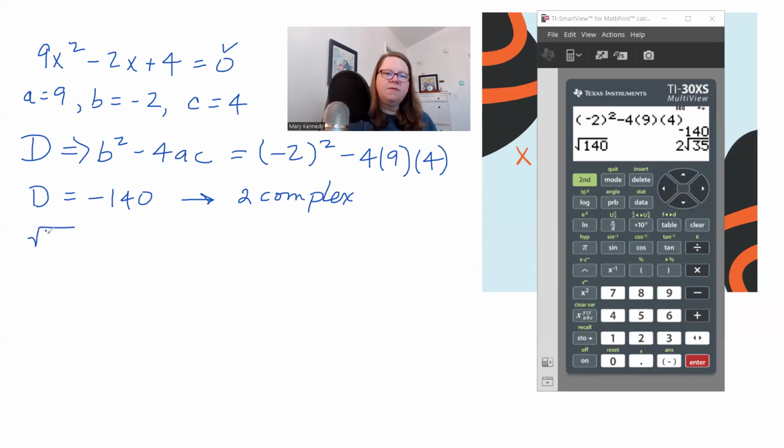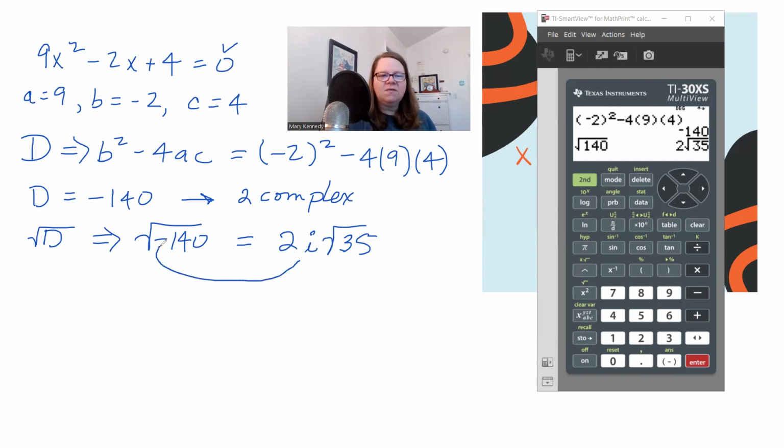So the square root of the discriminant is the square root of -140. And that is going to be 2i times the square root of 35. Okay, so 2 square root of 35 is for the positive, and I have to put the i in for the imaginary because it's a negative. So the negative underneath gives us that. Okay, so let's use that.